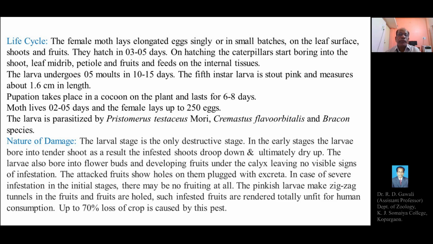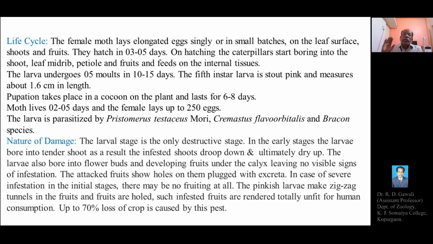The attacked fruits show holes on them plugged with excreta, and in case of severe infestation in the initial stages there may be no fruiting at all. The pinkish larvae make zigzag tunnels or burrows in the fruits, and the fruits are holed. Such infested fruits are rendered totally unfit for human consumption, and up to 70% loss of the brinjal crop is caused by this pest. So this is about the nature of damage.